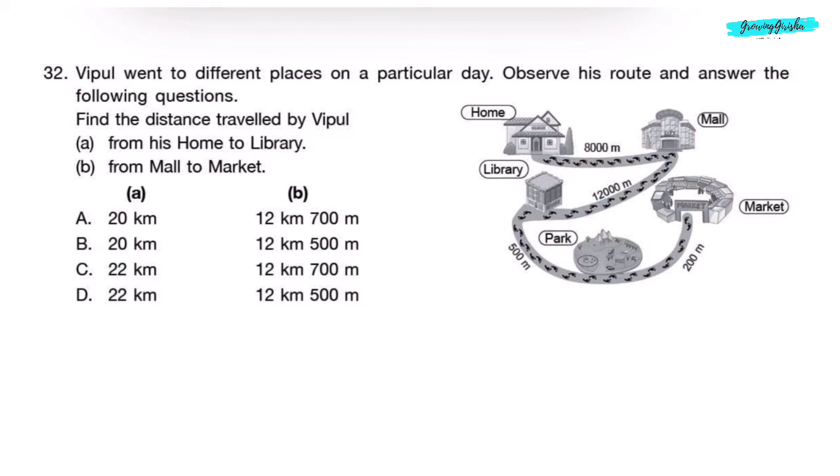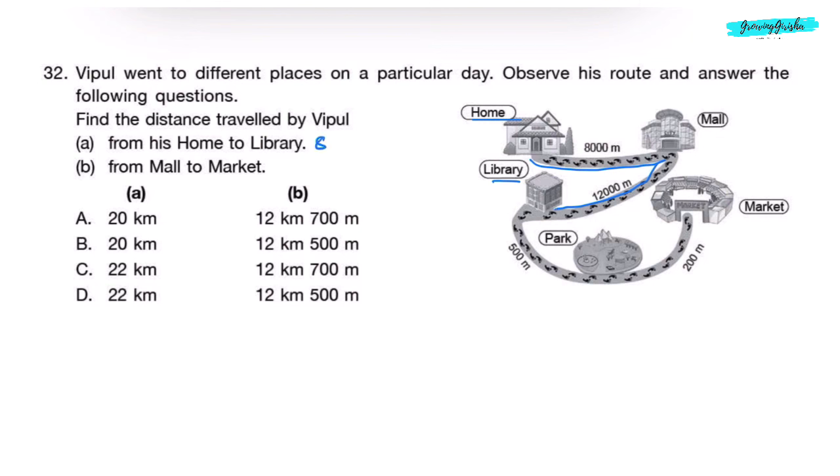Question 32. Vipul went to different places on a particular day. Observe his route and answer the following questions. Find the distance travelled by Vipul. A. From his home to library. B. From mall to market. First, we'll find out the distance from his home to library. This is the home and this is the library. So, from home, 8,000 meters to mall and then 12,000 meters to the library.